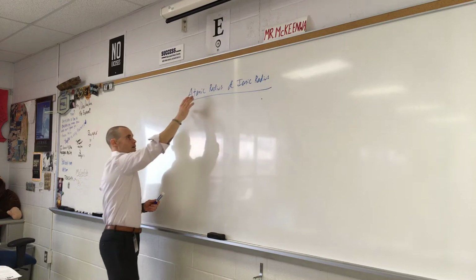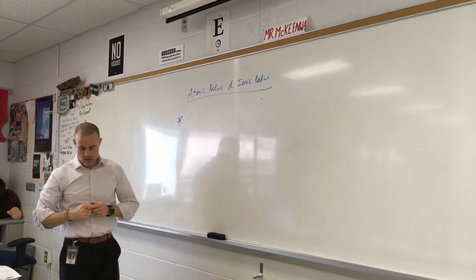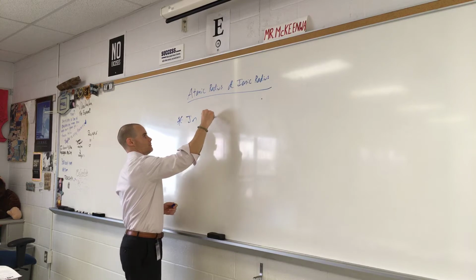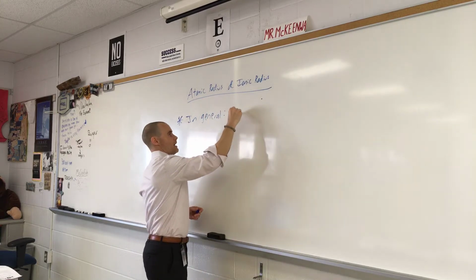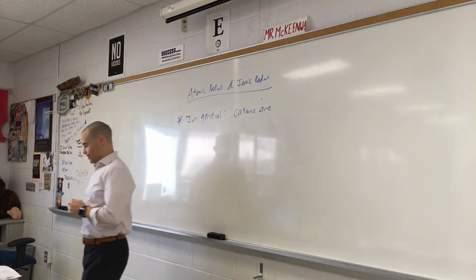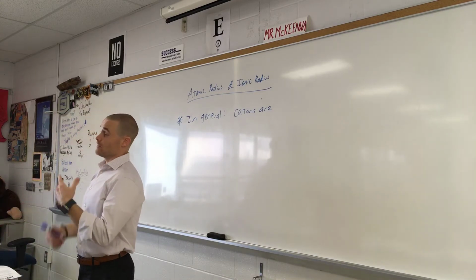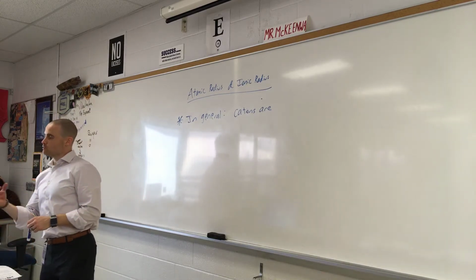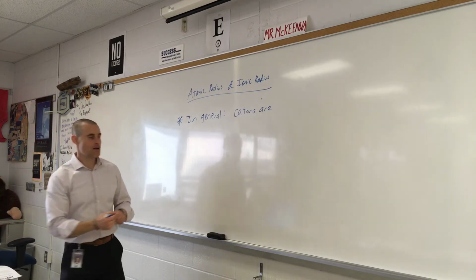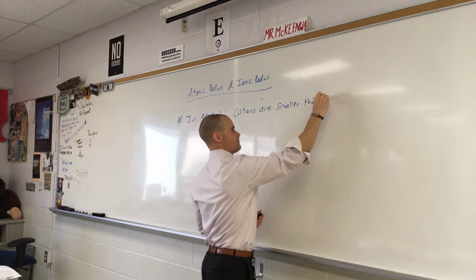But now let's compare the two of these. Let's write general statements, then explain it. All right. So in general, cations are positive. Good, very good. Do they lose or gain electrons? Lose. How did they become positive? They lost electrons. Do you think cations are smaller than atoms or bigger? Smaller, because they're losing electrons. All right, so cations are smaller than atoms.